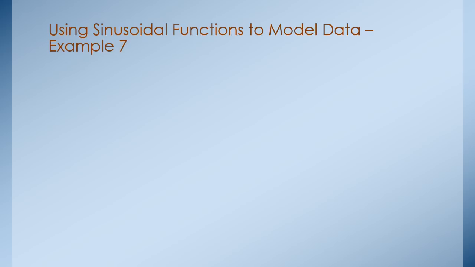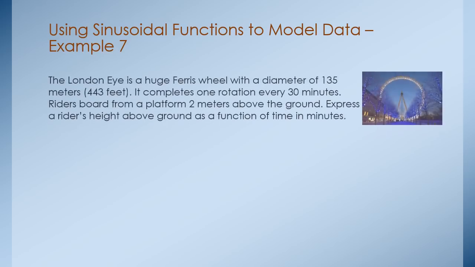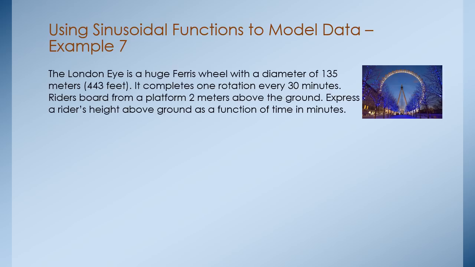And finally, our last example, example 7. The London Eye is a huge Ferris wheel with a diameter of 135 meters, which is equivalent to 443 feet. It completes one rotation every 30 minutes. Riders board from a platform 2 meters above the ground, and we're being asked to express a rider's height above the ground as a function of time in minutes. So maybe I'll call this F of t.